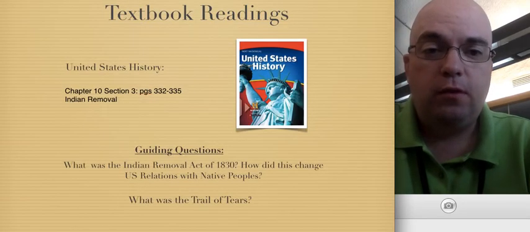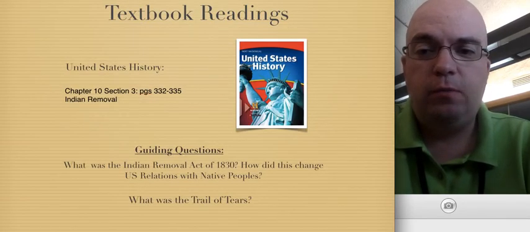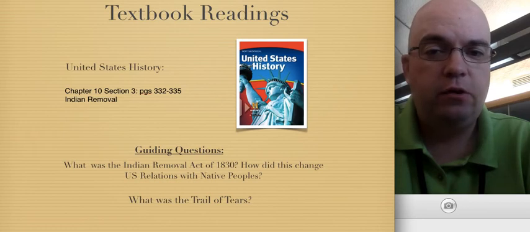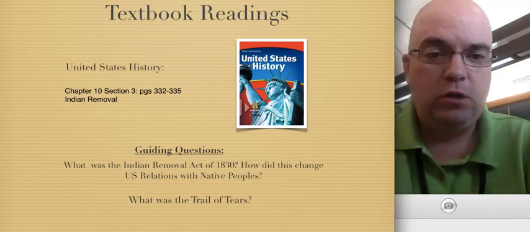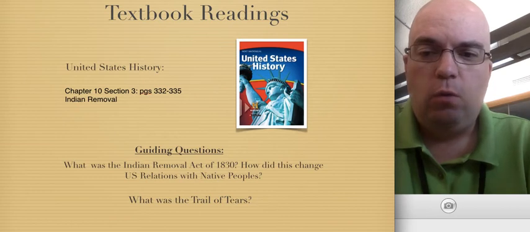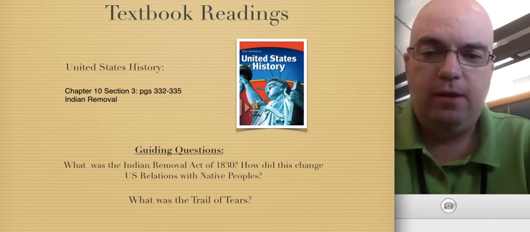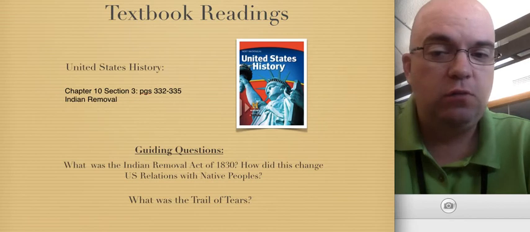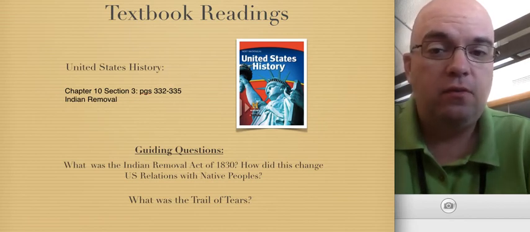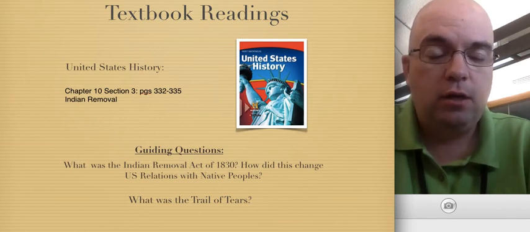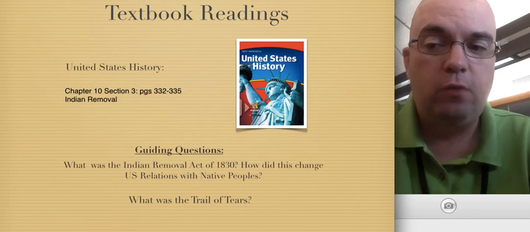The textbook that will go along with this particular lecture series will be Chapter 10, Section 3 out of our United States History book, pages 332 to 335, and the subject is on Indian removal. There are going to be three main guiding questions in today's lecture series. What was the Indian Removal Act of 1830, and how did this change U.S. relations with Native peoples? What was the Trail of Tears? So let's talk about this thing called the Indian Removal Act. That's going to start our discussion of the experience of Native Americans in westward migration.